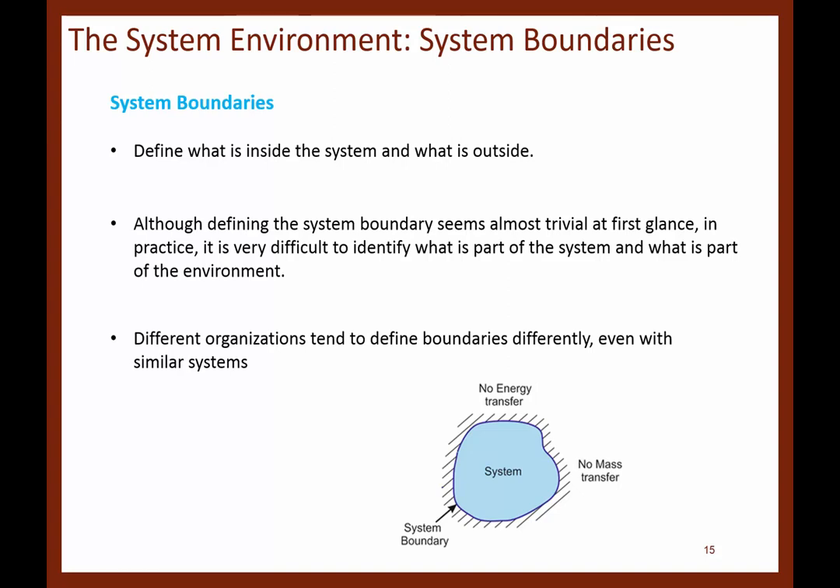Although defining the system boundary seems almost trivial at first glance, in practice it is very difficult to identify what is part of the system and what is part of the environment. Different organizations tend to define boundaries differently, even for similar systems. So a very simple illustration: the system boundary in this case will be that line around the blue area. There's no energy transfer, there's no mass transfer between that area and the outside.